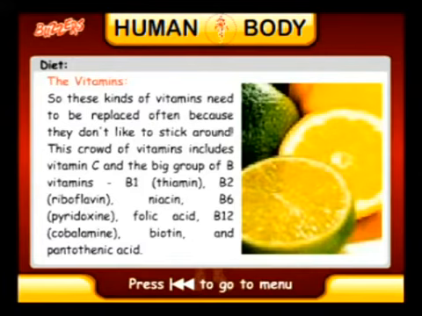This crowd of vitamins includes vitamin C and the big group of B vitamins: B1 thiamine, B2 riboflavin, niacin, B6 pyridoxine, folic acid, B12 cobalamin, biotin and pantothenic acid.